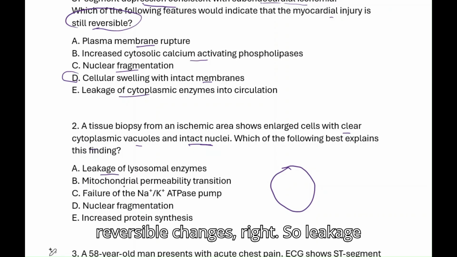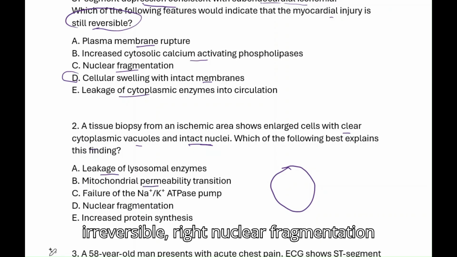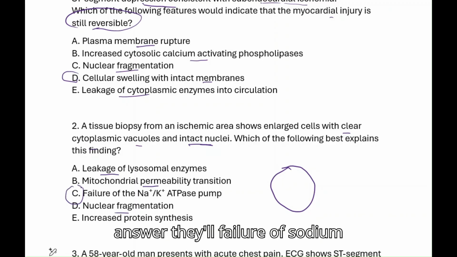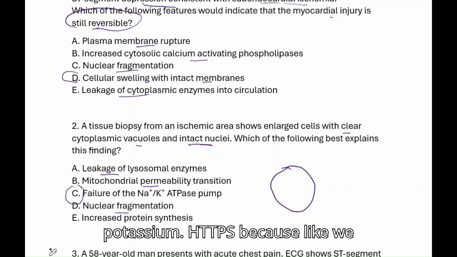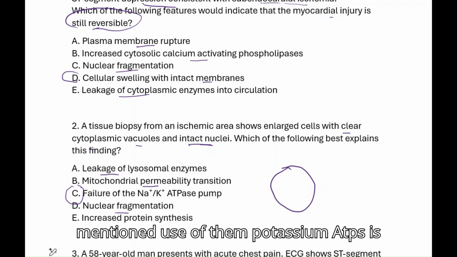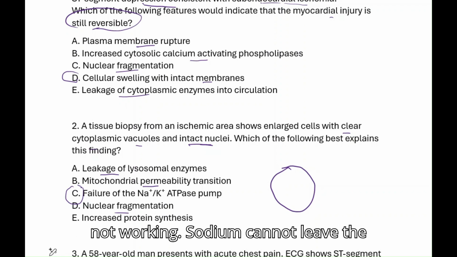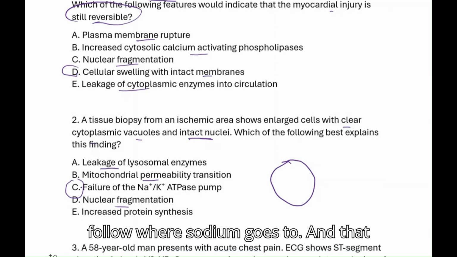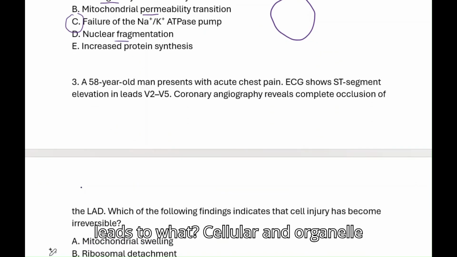So leakage sounds irreversible, permeability sounds irreversible, nuclear fragmentation sounds irreversible, and I think the best answer there will be failure of sodium potassium ATPase, because like we mentioned, if sodium potassium ATPase is not working, sodium cannot leave the cell. Sodium gets stuck in the cell, water follows where sodium goes, and that leads to what? Cellular and organelle swelling. Next question.